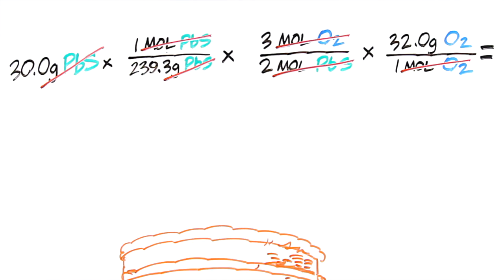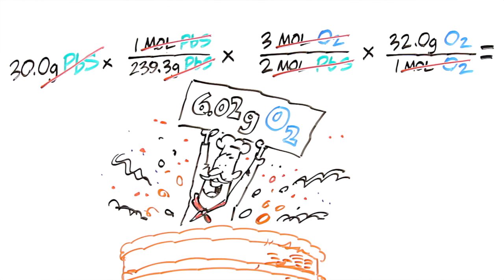Mathematically, this is 30.0 times 1 times 3 times 32.0, all divided by the quantity 239.3 times 2 times 1, which gives us 6.02 grams of oxygen gas as the final answer.